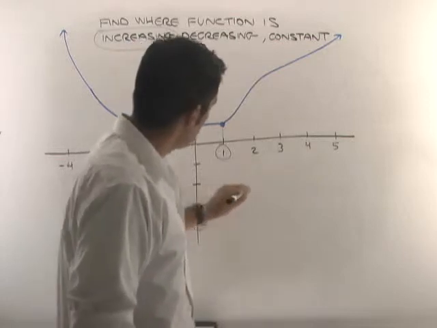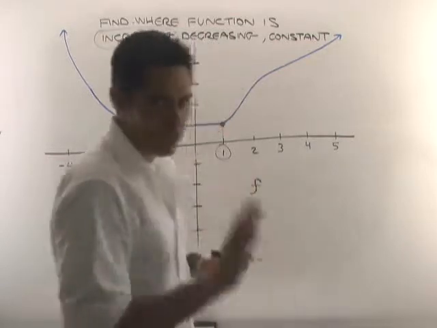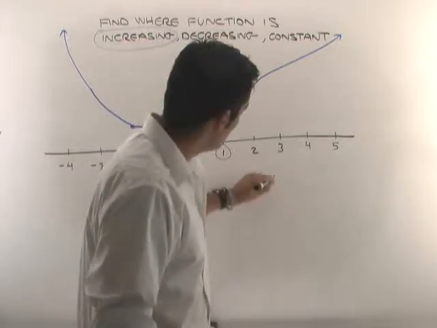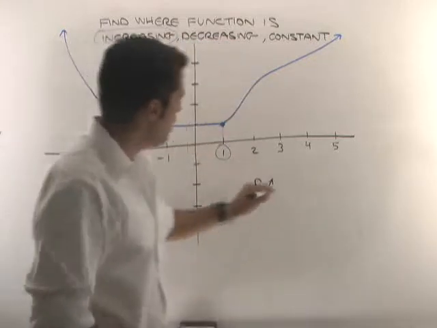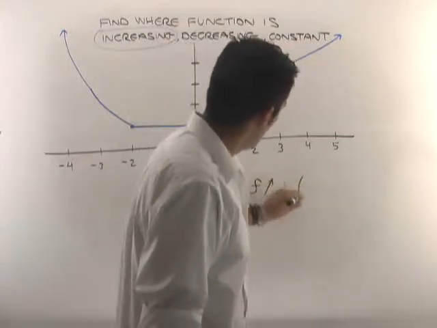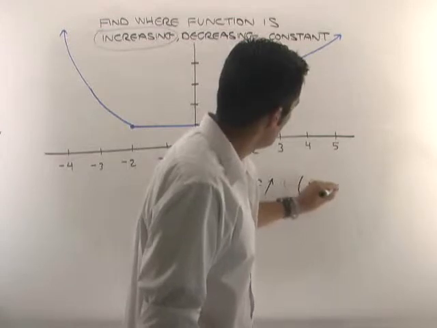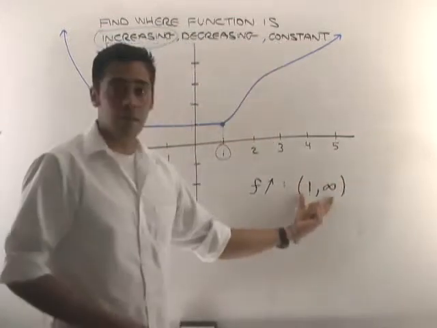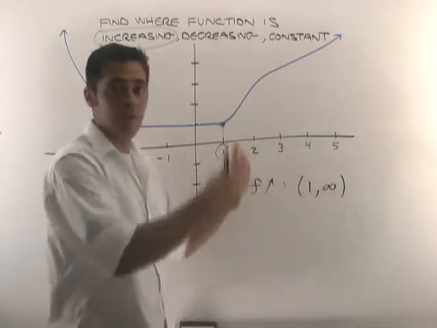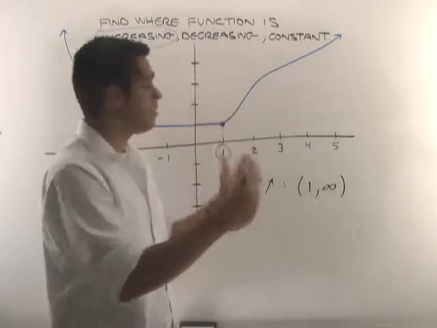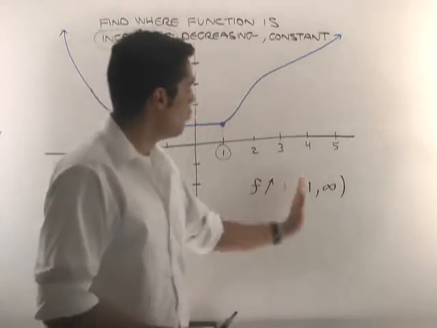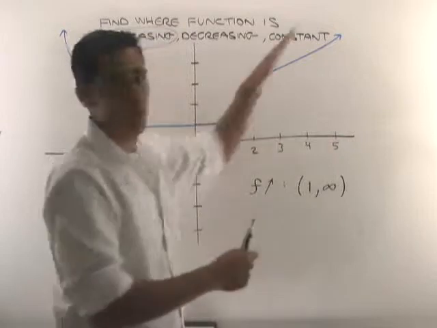So what I'm going to say is that our function, and this is just my own notation, is increasing, an arrow going up, on this interval from 1 to infinity. And we usually like to use the open interval notation in order to represent our intervals where it's increasing, decreasing, constant. So what we can say is from 1 on, it's going up.